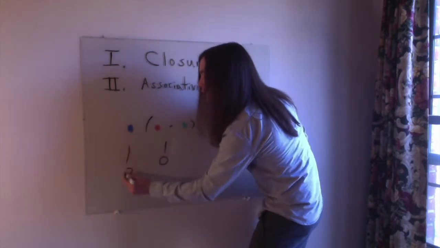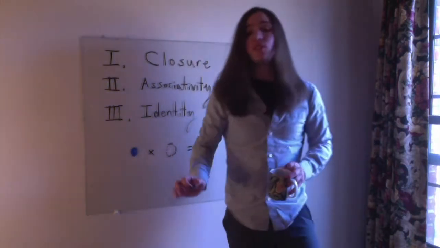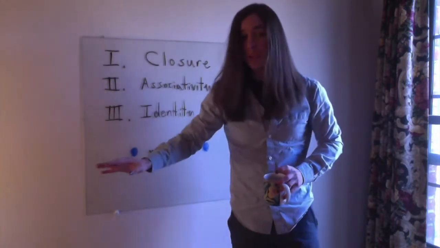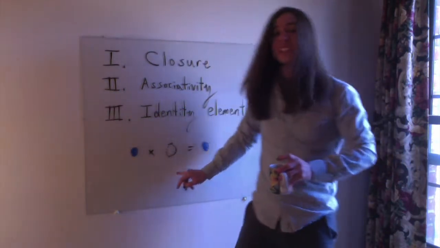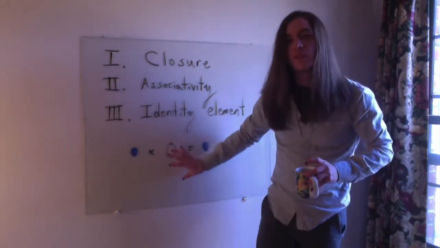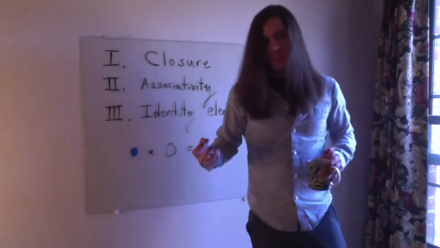Next one up is the existence of an identity element. There must exist some element within your set such that any other element multiplied by it is unchanged. It doesn't care. So for this ghost-looking element, if you multiply it with blue, it just returns blue again. So you have to have some element like that.